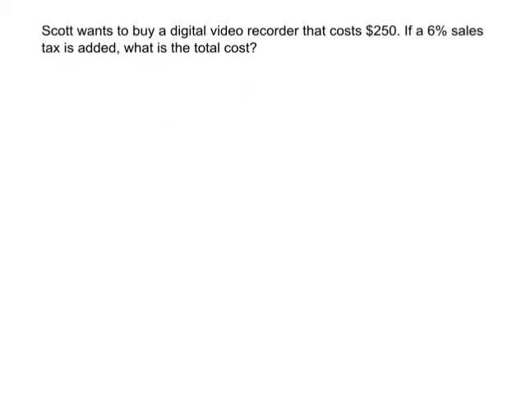Scott wants to buy a digital video recorder that costs $250. If the sales tax is added, what is the total cost? So I need to figure out what is 6% of that $250, because that's going to be what my tax is. So I'm going to have 250 times his tax. And that's going to be the total tax that needs to be added on. And this is how it works whenever you buy anything at any store or restaurant and you have to add a tax to it.